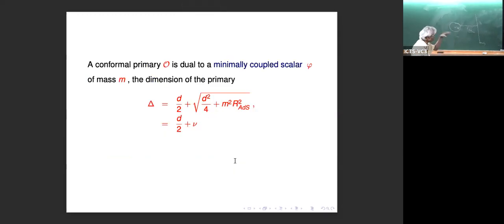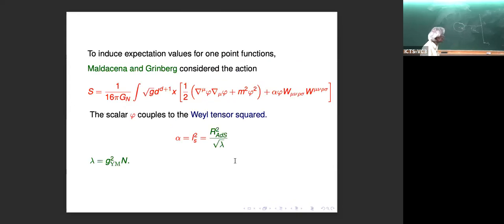So let's just proceed with this Maldacena and Grinberg calculation. A conformal primary is, of course, dual to a minimally coupled scalar of mass m, and this is the dictionary. I think everybody in the audience knows this. And to induce expectation values of 1-point functions, they consider the minimally coupled scalar with this Weyl tensor squared coupling, because the minimally coupled scalar alone does not have 1-point functions. So they introduce this higher derivative coupling. I will give you the reason for the Weyl tensor squared coupling.